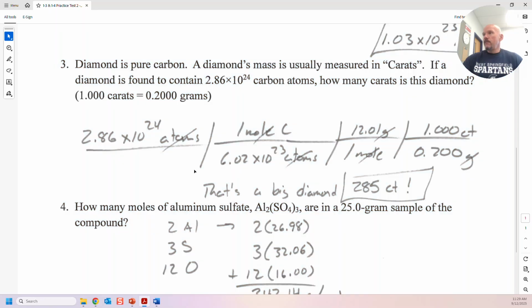So for the math, it's going to be our number of particles divided by Avogadro's number times 12.01 and then divided by 0.2. We're going to have to round to 3 sig figs because we started with 3 here. Avogadro's number has 3, the molar mass is 4, and this ratio has 4 as well. So we're rounding to 3. It comes out to be a 285 carat diamond, which is a pretty big diamond.